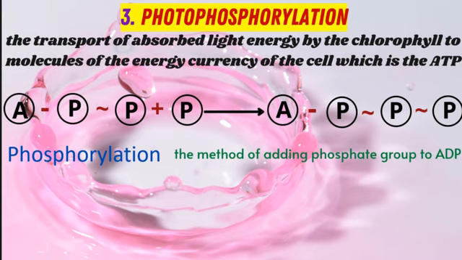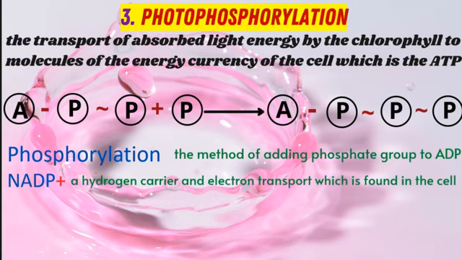In photosynthesis, photophosphorylation is the name because light energy is the energy that begins the entire process. NADP+ is the hydrogen carrier and electron transport found in the cell. It receives hydrogen ions from water and a pair of energized electrons that came from the chlorophyll and eventually becomes NADPH. This compound, for the moment, stores the energized electron pair that came from the chlorophyll.